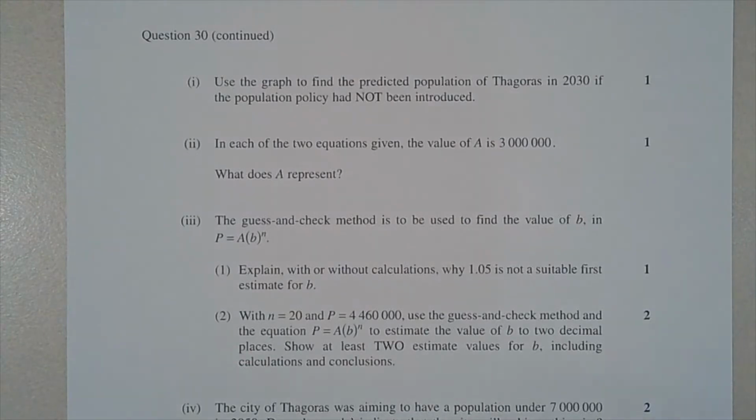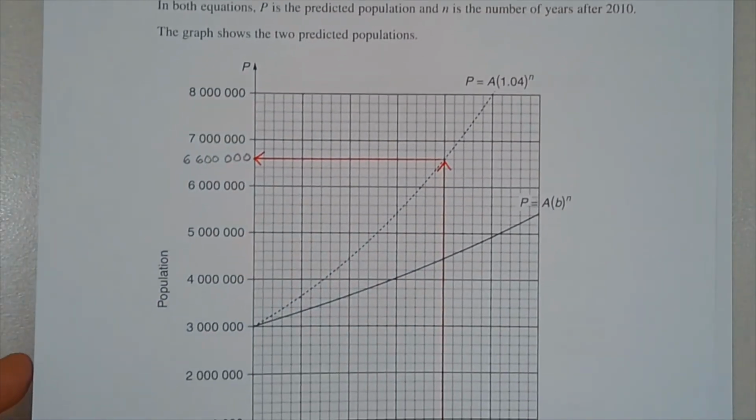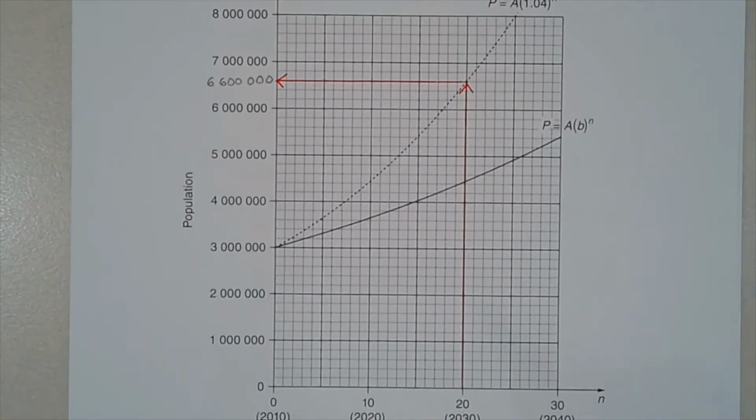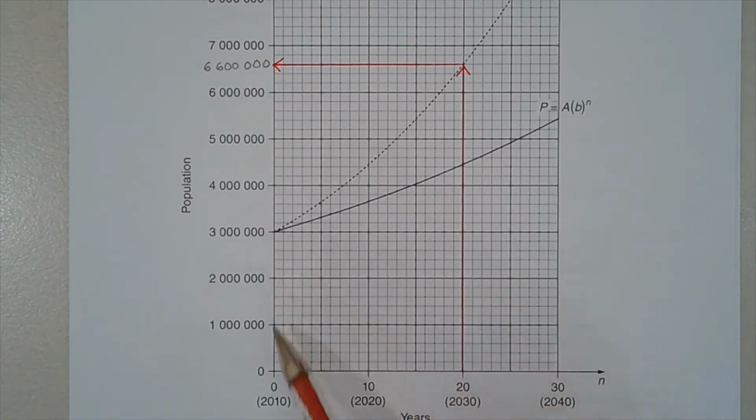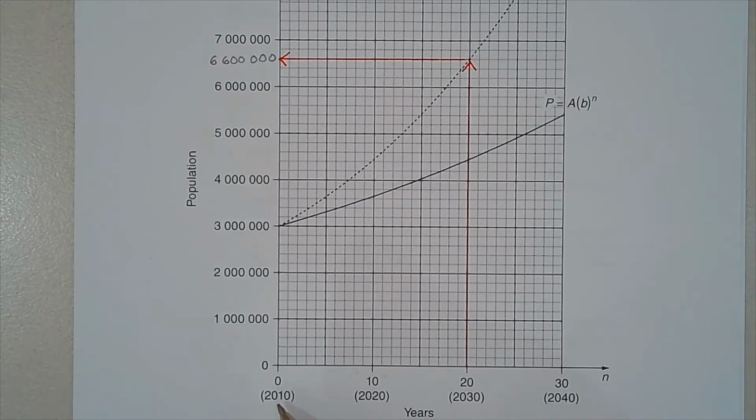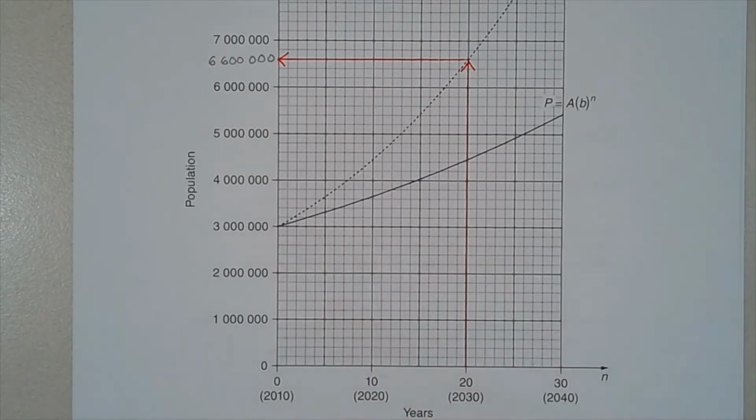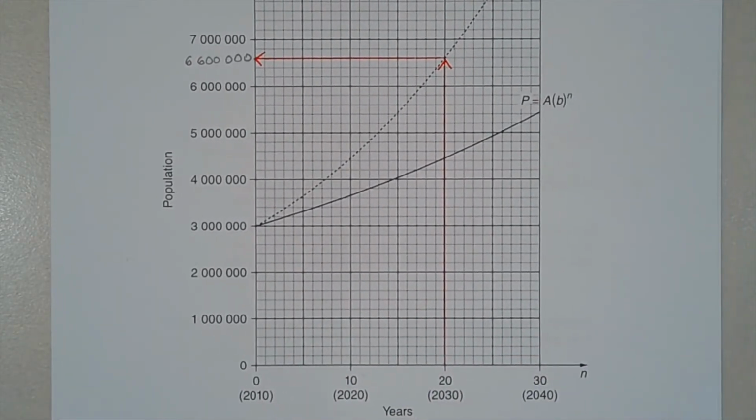In part 2, in each of the two equations given, the value of A is 3 million. What does A represent? Let's locate 3 million on the y-axis and notice that it corresponds to the year 2010. So A represents the initial population of Pythagoras.